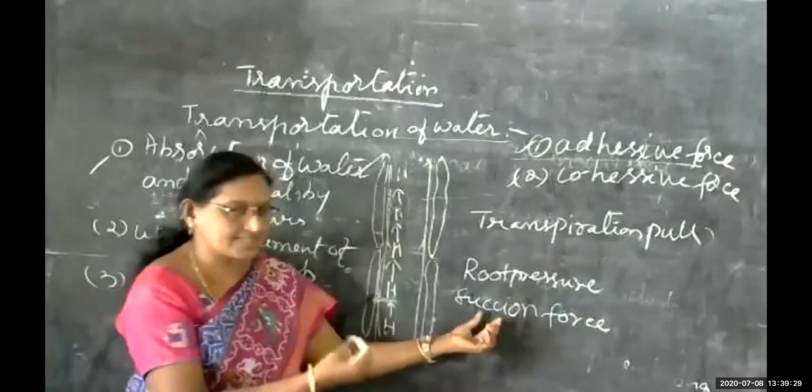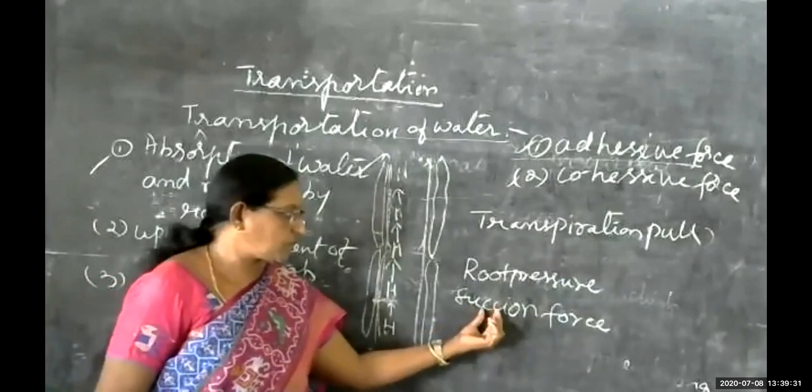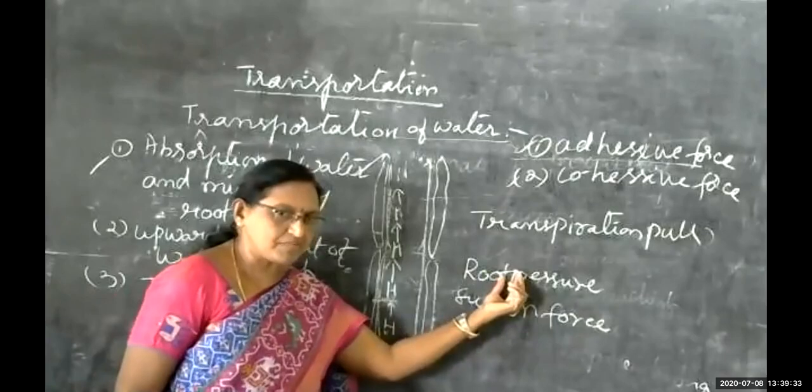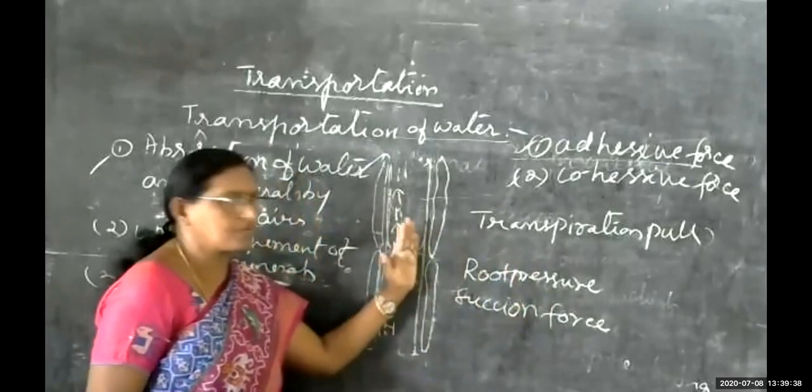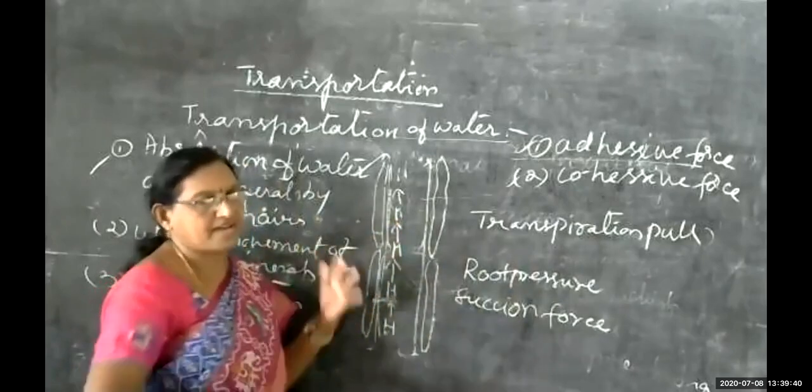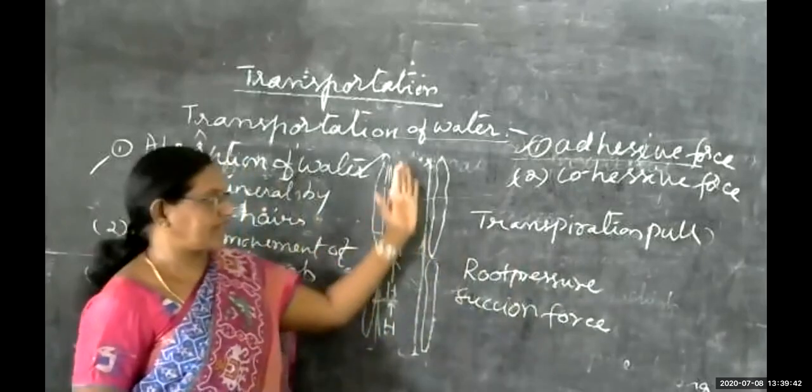That means they suck the water. The root hairs suck the water and root pressure will be delivered there. By the root pressure, the water molecules will be pushed in the forward direction itself.